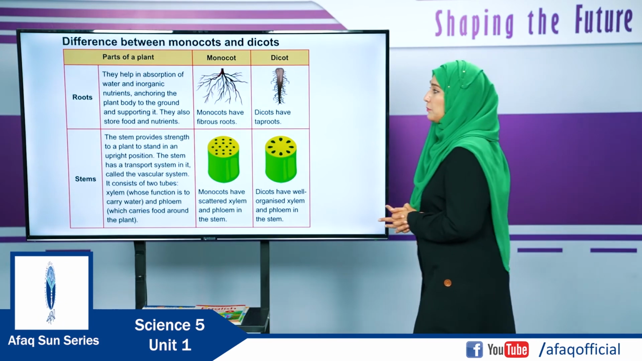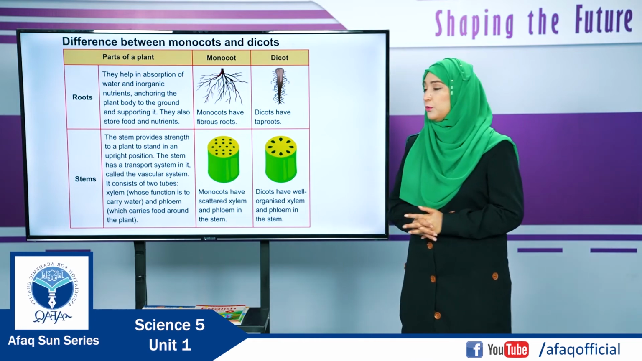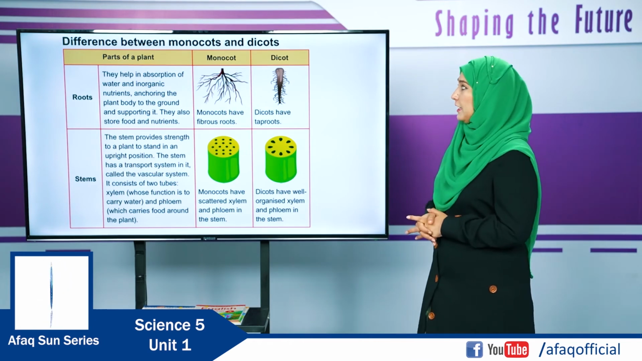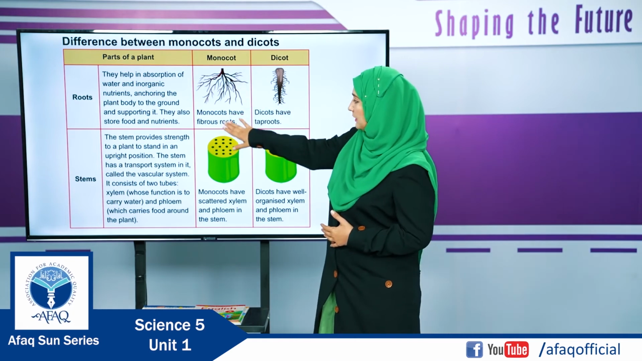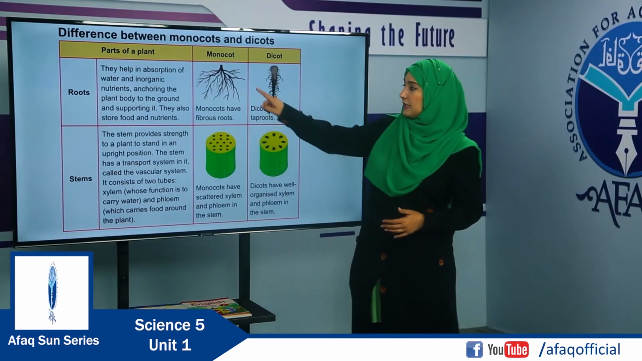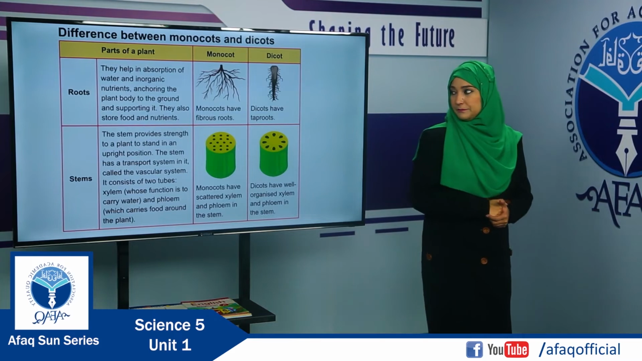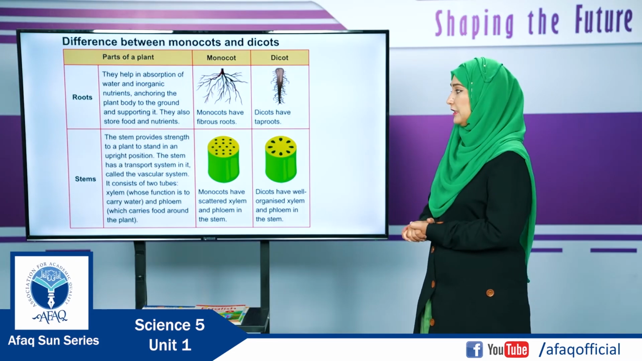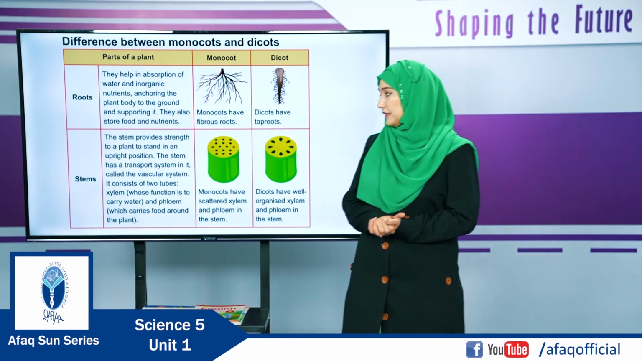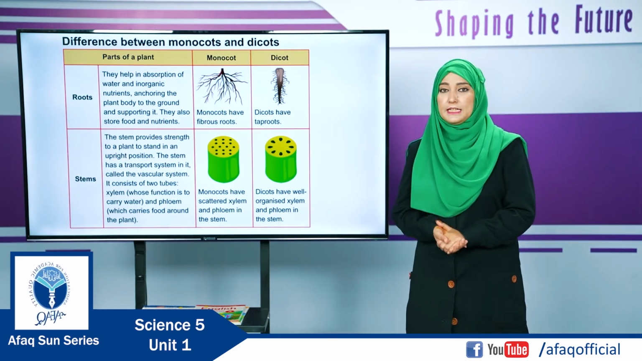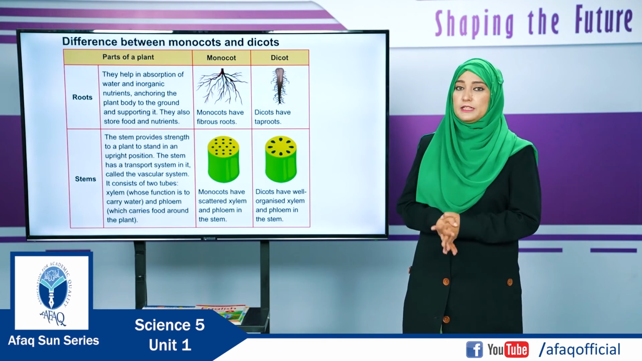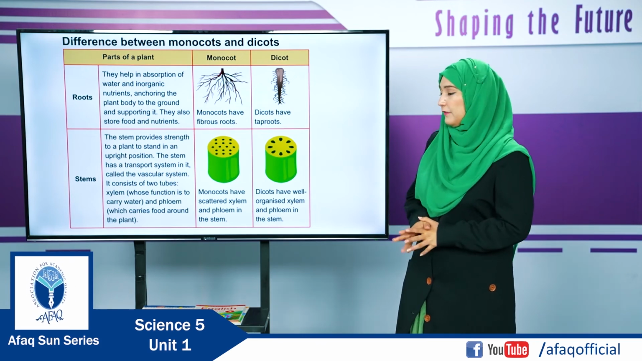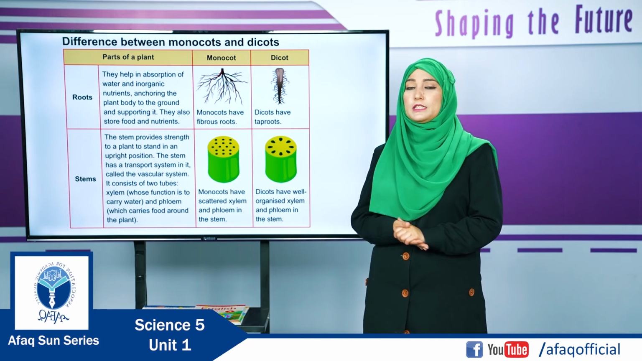It also provides support and stores food and nutrients. If you look at the roots of monocot plants, monocot plants have fibrous roots. Stem provides support to the plants. Stem has vascular bundles. Vascular bundles consist of two tubes, xylem and phloem. Xylem provides water to the plants and phloem carries food to the different parts of the plant.